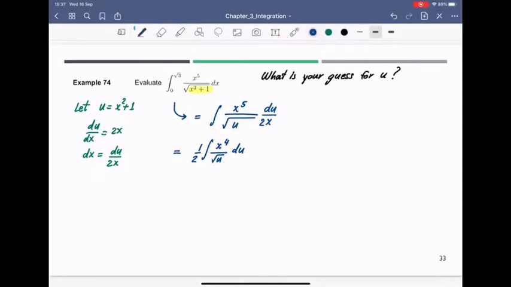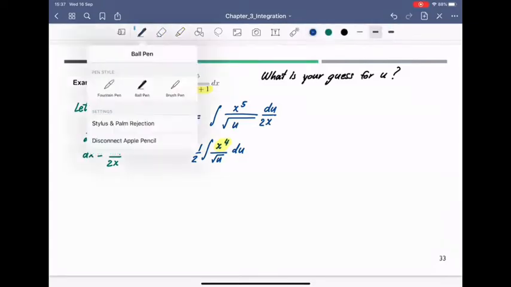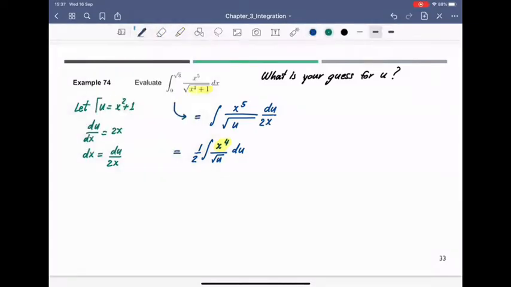Can you integrate x to the fourth power over square root u? Well, we need to adjust something on x to the fourth power. Can we? You can look at what you just did in the substitution: u equal to x squared plus 1. So you can do u minus 1 equal to x squared, because you subtract 1 on both sides. And then if you square it, (u minus 1) squared is going to be x to the fourth power.